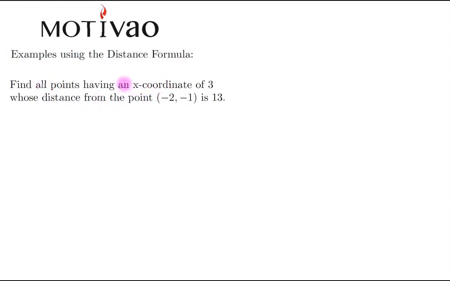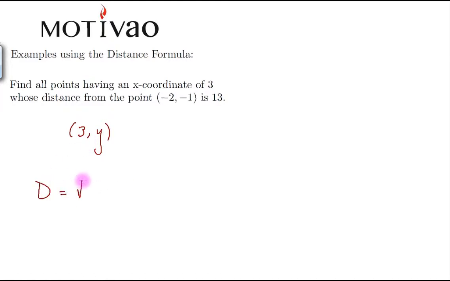Now, one of the difficulties of this exercise is to understand the statement. It says find all points having an x coordinate of 3. So we have a point, that means that we have a point (3, y). In particular, we're looking for all the y's for which it has an x coordinate of 3 and has a distance of 13 from this point to this point, okay?